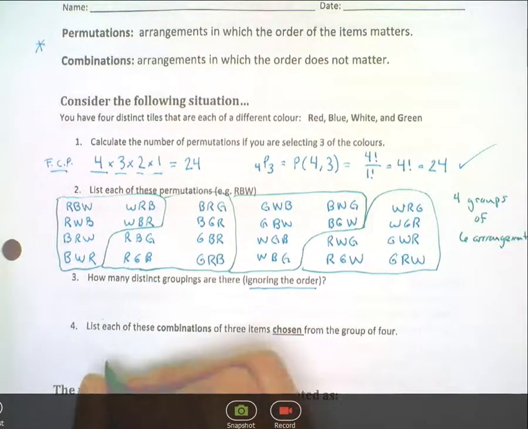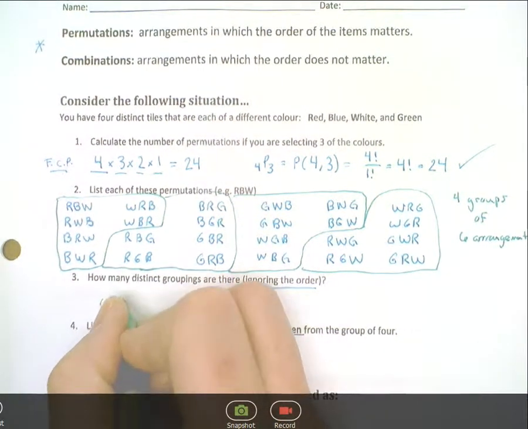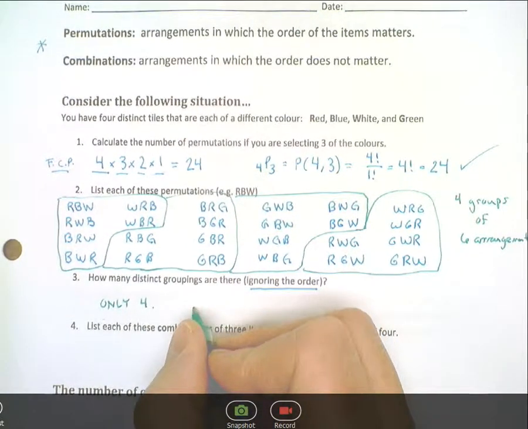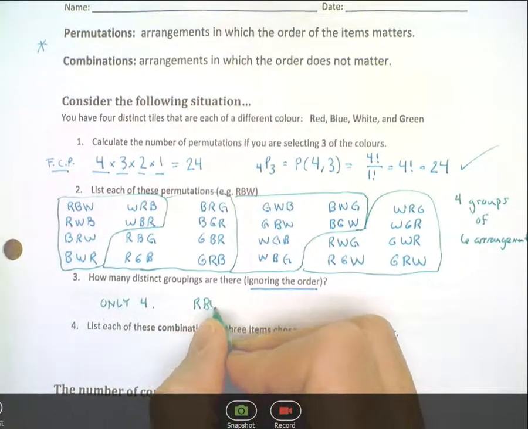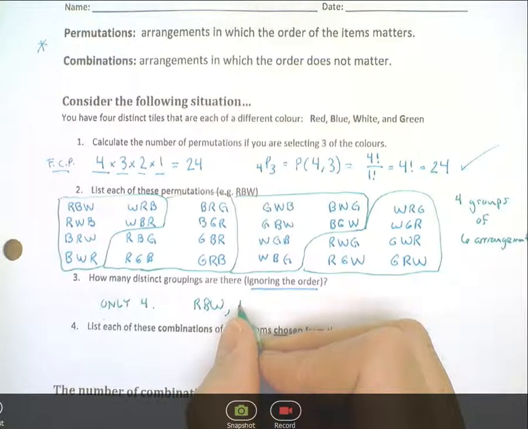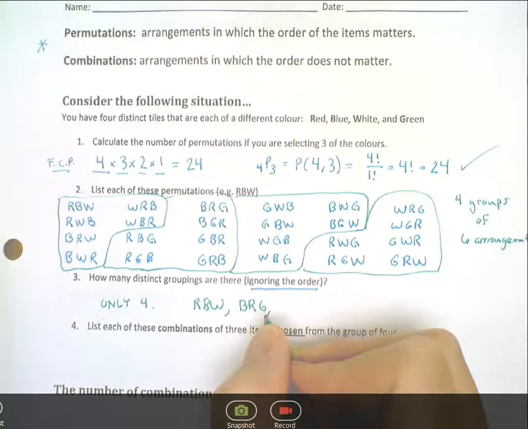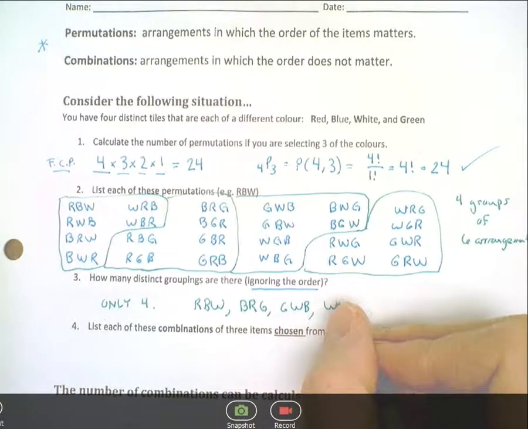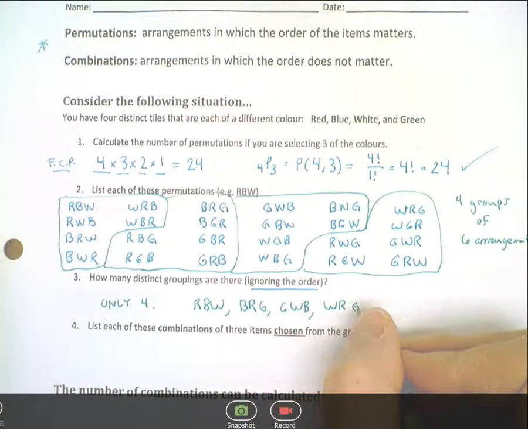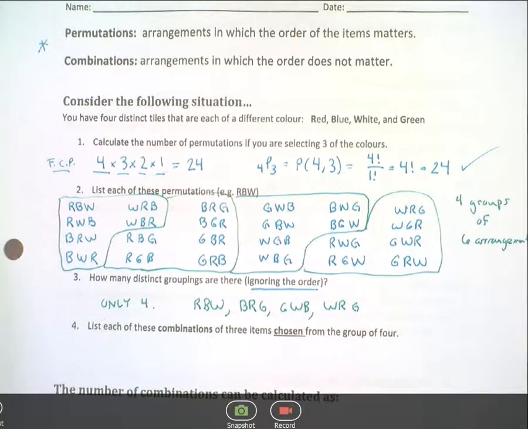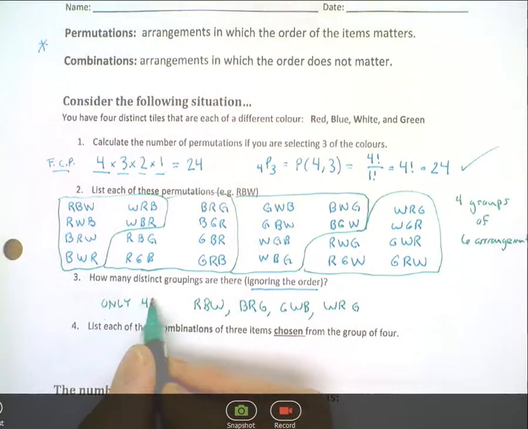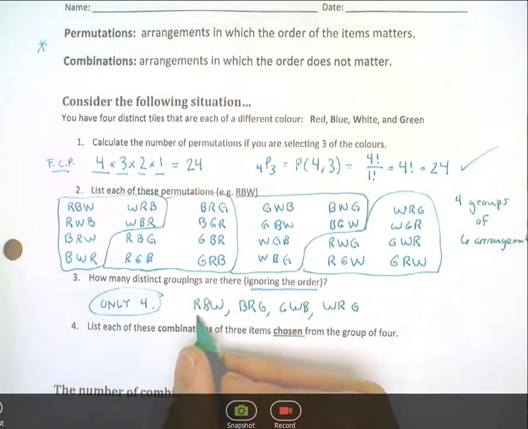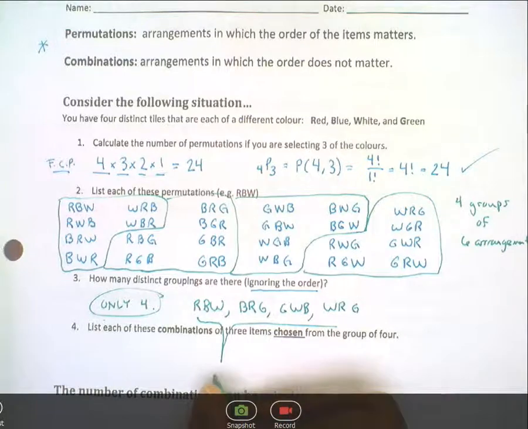So there's only 4 distinct groups, and they are red, blue, and white in any order, blue, red, and green in any order, green, white, and blue in any order, or white, red, and green tiles in any order. And since there's only 4, and it says list each of the combinations, take these things that you just wrote here and they go here.